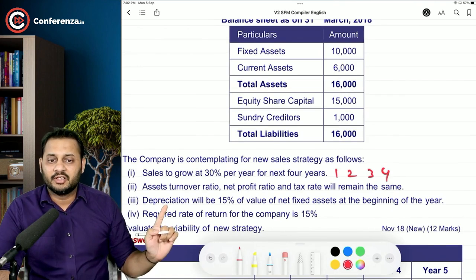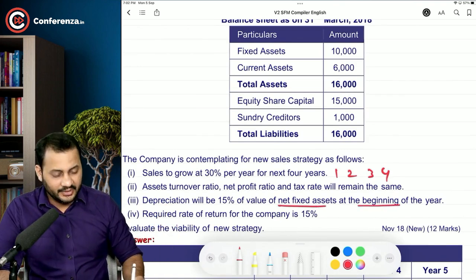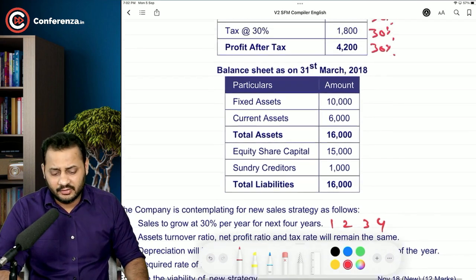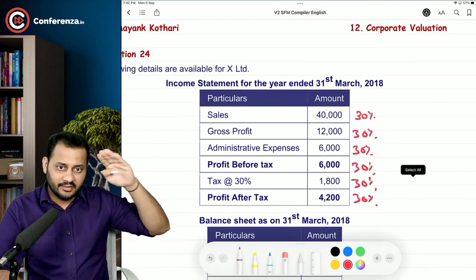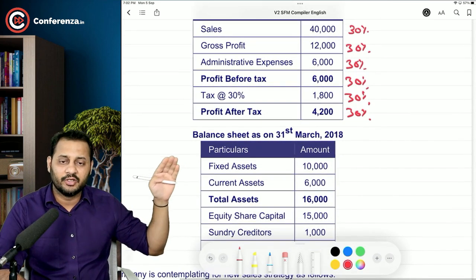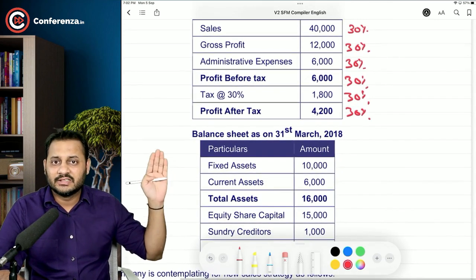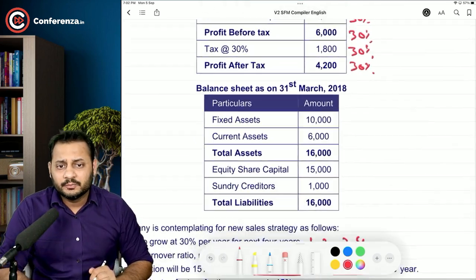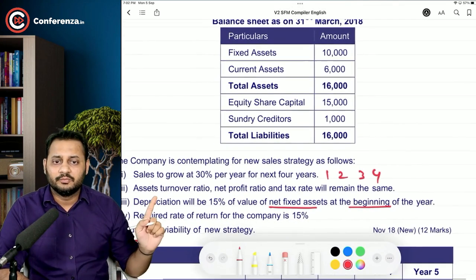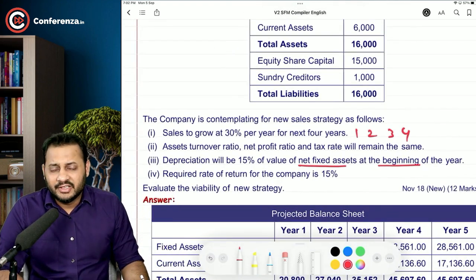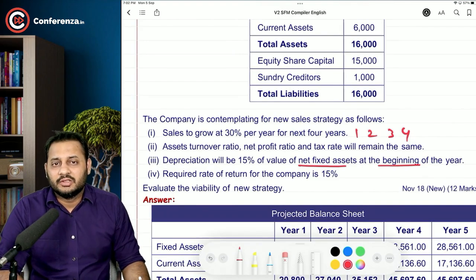Depreciation will be 15% of the value of the net fixed assets at the beginning of the year. Whatever the fixed assets are at the beginning of the year, it will be 15%. So the very first thing that I think we should do is increase the sales. Write down all the sales for the next 4 years, because based on that you can increase the assets in the next 4 years, current assets also. Once you calculate the fixed assets, you can easily calculate the depreciation, because you have to take 15% of the opening, 15% of the previous year's closing. Required rate of return is 15%. Evaluate the viability of the new strategy. It's just a matter of calculation.